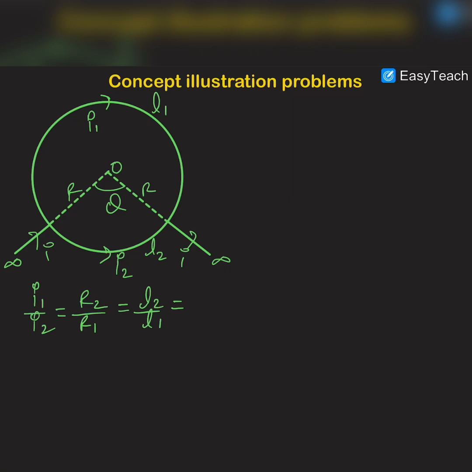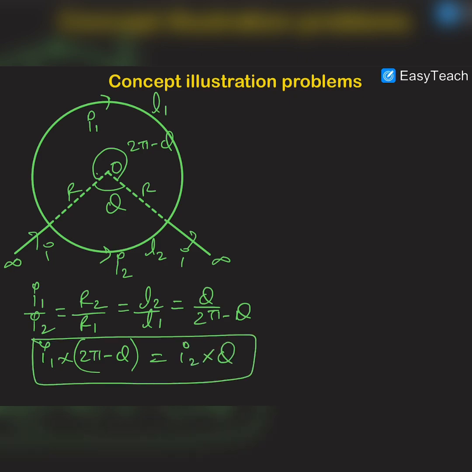And arc length is theta into radius, so radius is the same, so L2 by L1 will be theta upon this angle, which is 2 pi minus theta. So we can say that I1 into 2 pi minus theta is equal to I2 into theta.